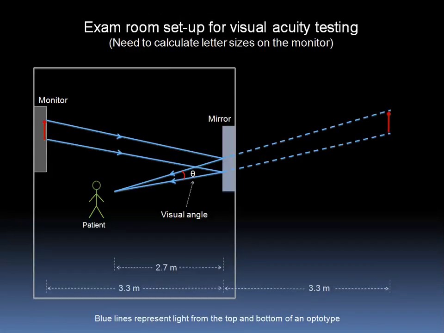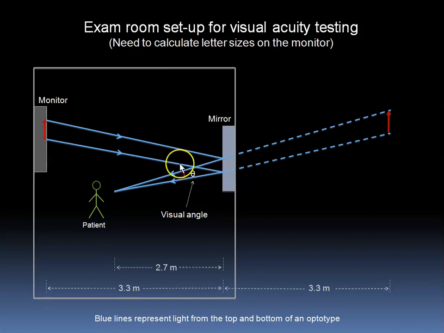Here we see how to set up an exam room for visual acuity testing. We have a patient at 2.7 meters in front of a mirror. This mirror is reflecting an optotype on a monitor that is 3.3 meters behind. The virtual image is therefore 3.3 meters in front. The optotype that the patient observes is therefore 2.7 plus 3.3, which is 6 meters in this diagram.